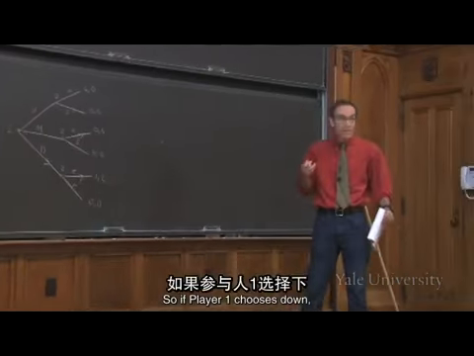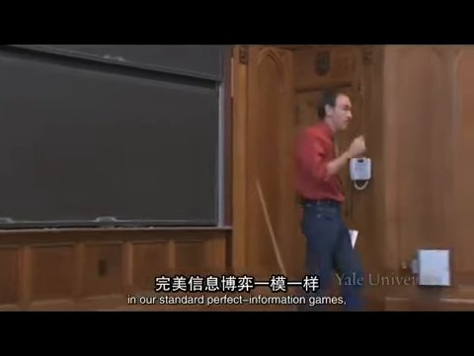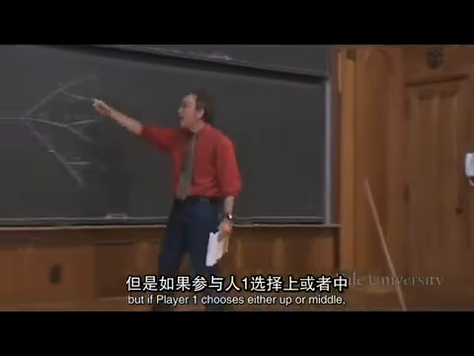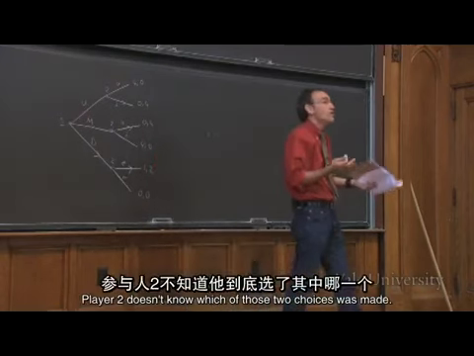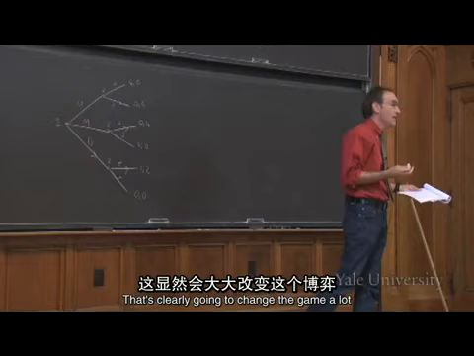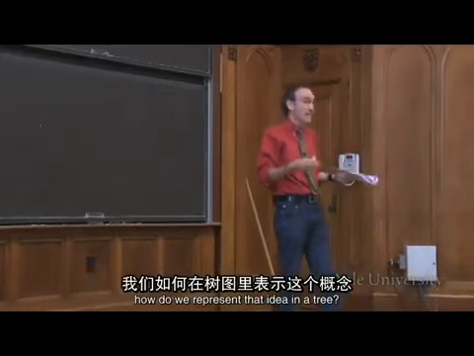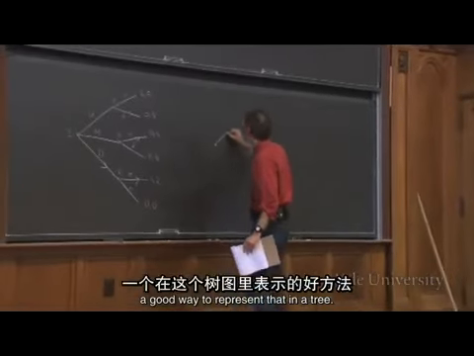So if player 1 chooses down, player 2 will observe that, just as we've done before in our standard perfect information games. But if player 1 chooses either up or middle, I want to capture the idea that player 2 doesn't know which of those 2 choices was made. That's clearly going to change the game a lot, and the first question is, how do we represent that idea in a tree? So let me show a good way to represent that in a tree.